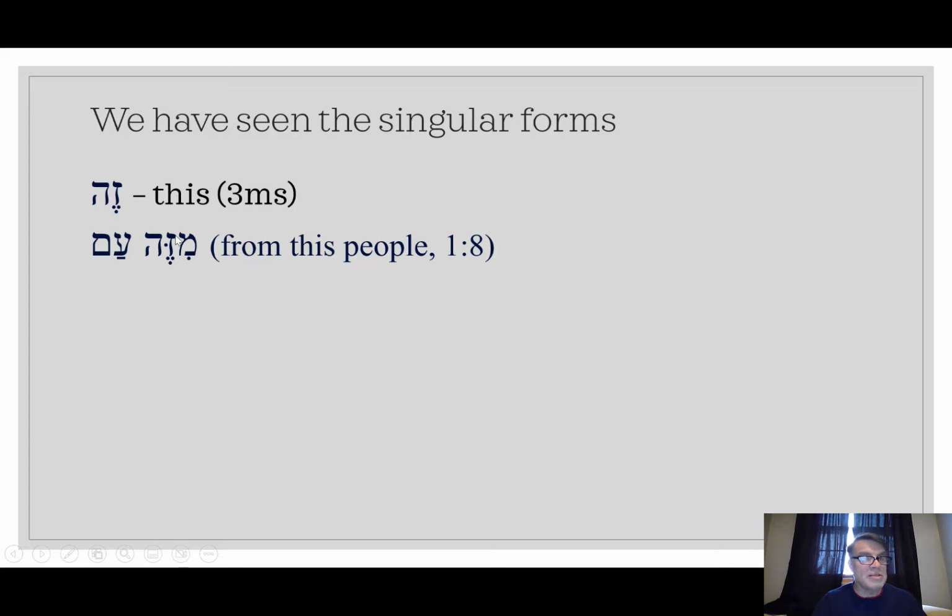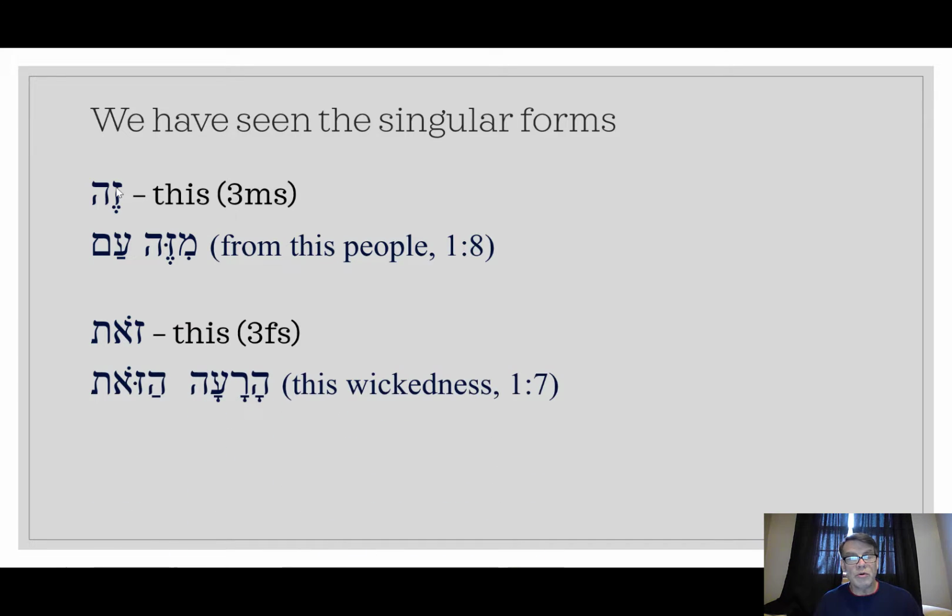Easy enough. Why is it the masculine form? Because the noun people is masculine. So ze, the masculine form of the word for this. We saw the verse before that in verse 7, zot. We've seen zot a couple times. Zot is the feminine form of the word this when you're referring to, yes, it could be this woman, but this anything that's feminine. So in verse 7, this wickedness, ha-ra'ah hazot.